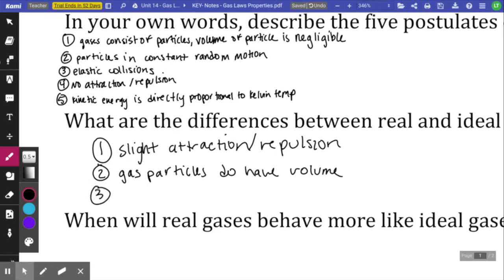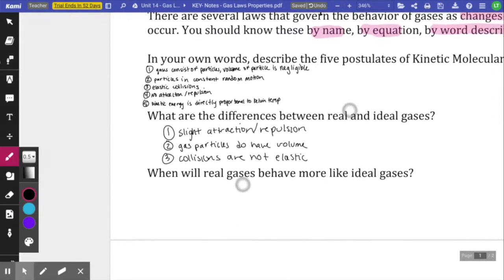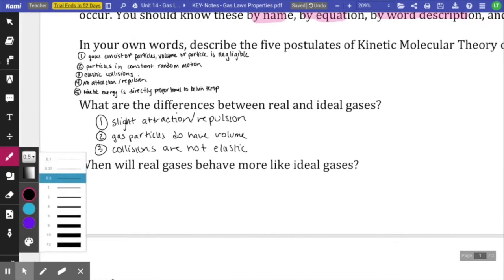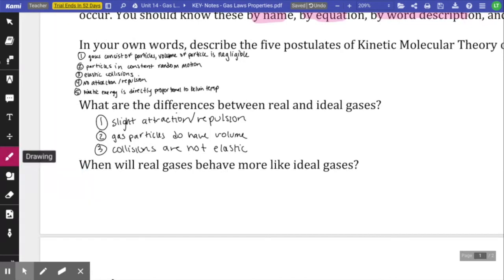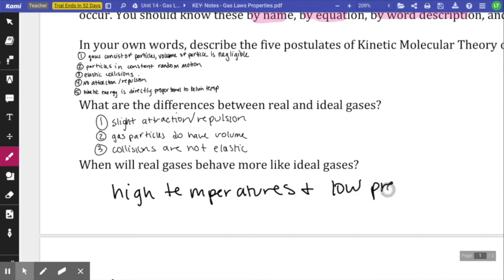And then the third way that they are different is that collisions are not fully elastic. So there is a loss of energy when collisions happen. Now we can actually make our real gases behave more like ideal gases when we are at really high temperatures and low pressures. So they are going to behave more like ideal gases at high temperatures.